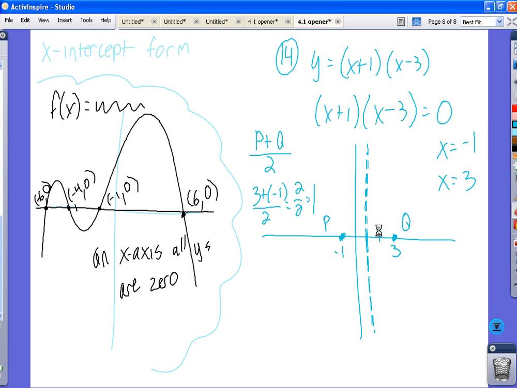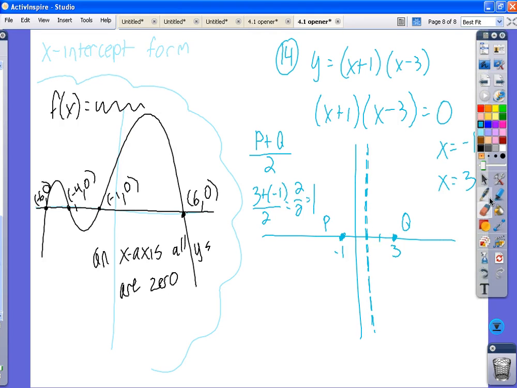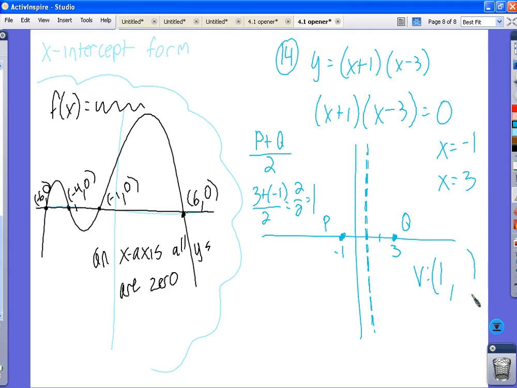Here's the thing, every time we're going to find out where it is. We know its x value is positive 1. How do we find that y value?